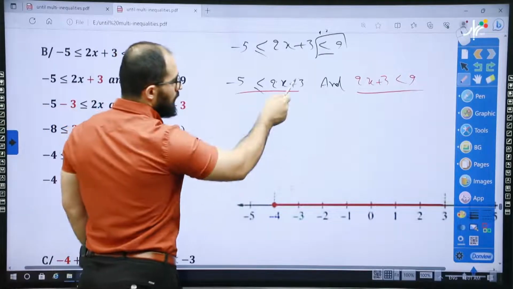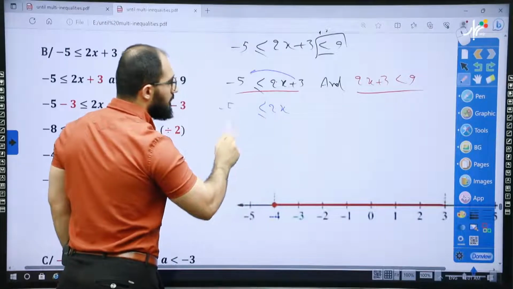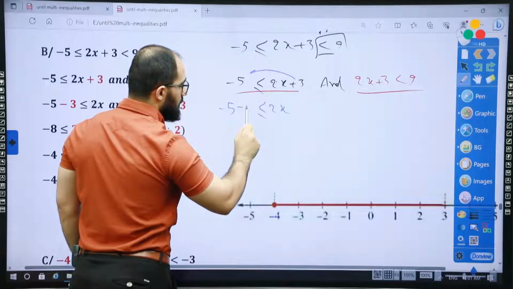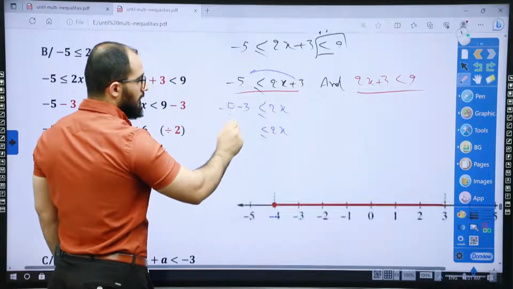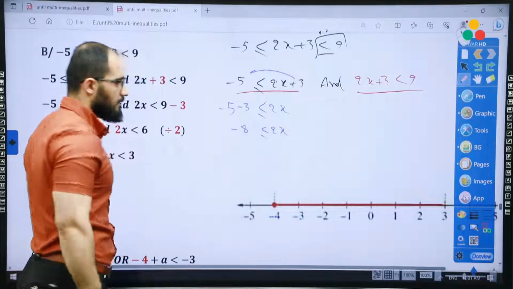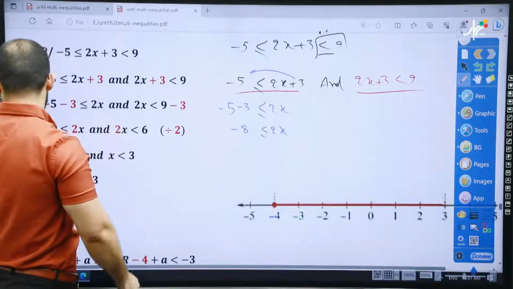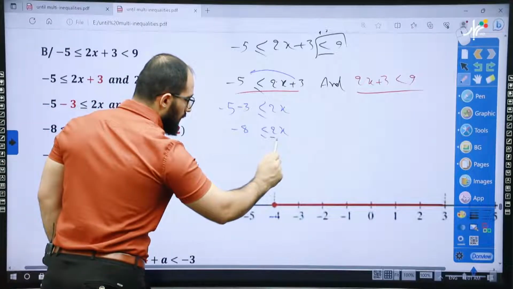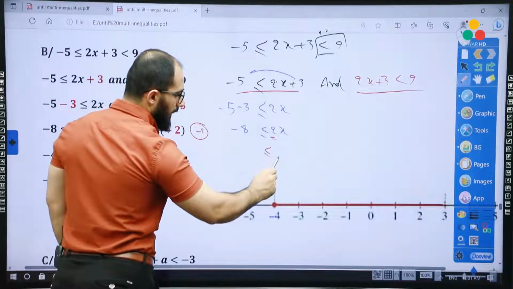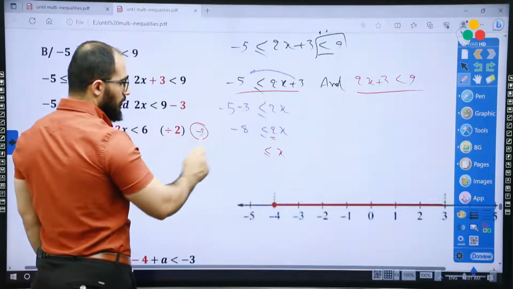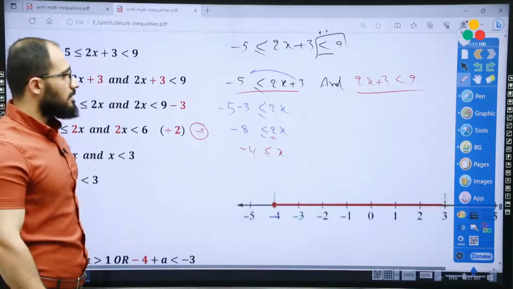So for the first one, move 3 to the other side. 2x stays here. We have negative 5. Because it is plus 3, it's going to be negative 3. So we have 2x, and negative 5 minus 3 is going to be negative 8. Right now we have a multiplication inequality. To get rid of the 2, we are going to divide it by 2. 2 divided by 2, only x remains. Negative 8 divided by 2 is going to be negative 4. This is the left side.